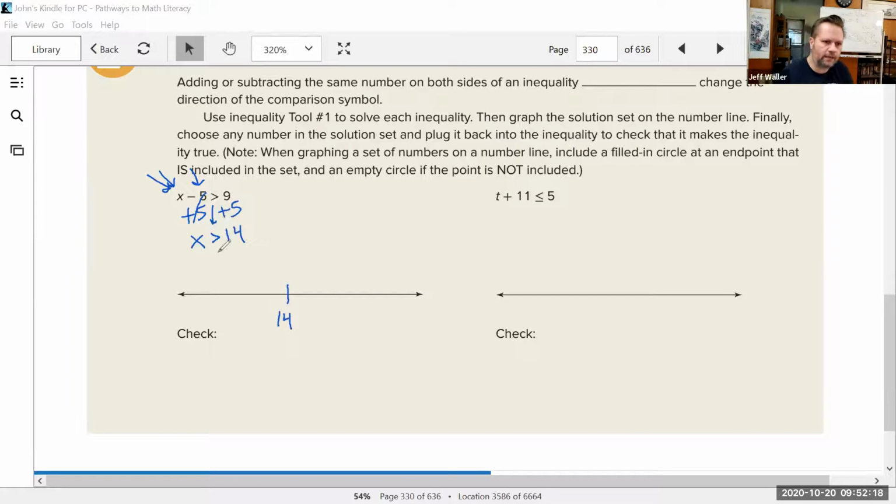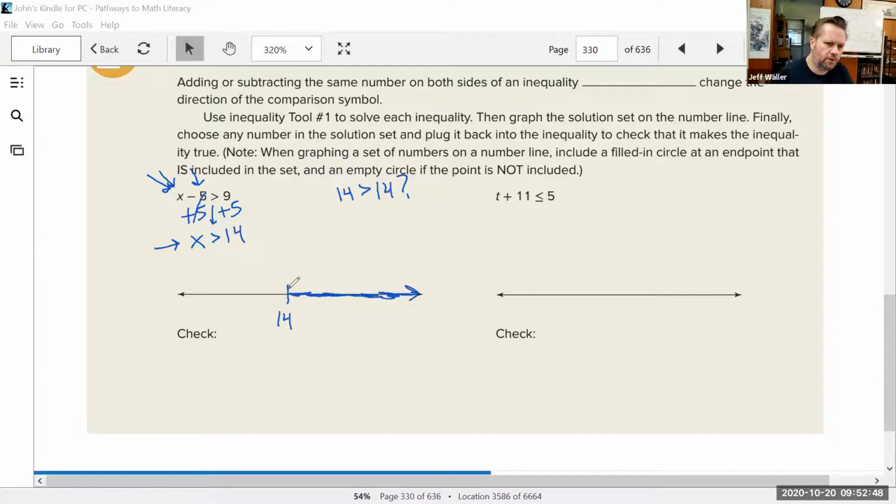So let me ask you this. And I should have made this point earlier. Obviously 15 works here and 16 works here, right? Obviously. Does 14 work here? Is 14 bigger than 14? No. So the basic idea is I'm going to shade where all the answers are. So 15, 16, so I'm going to shade up.